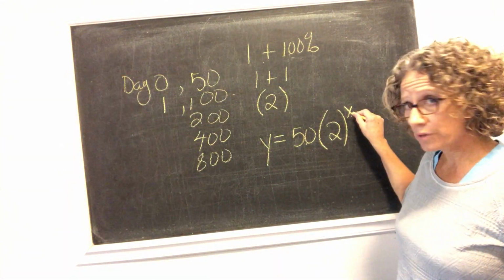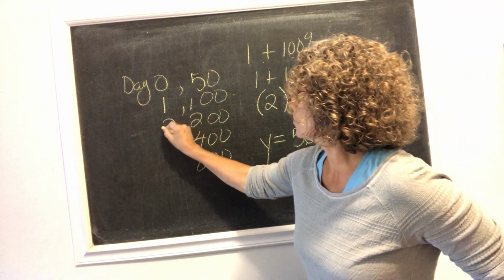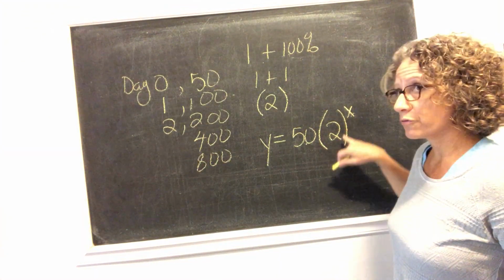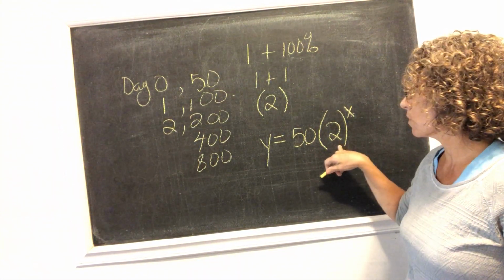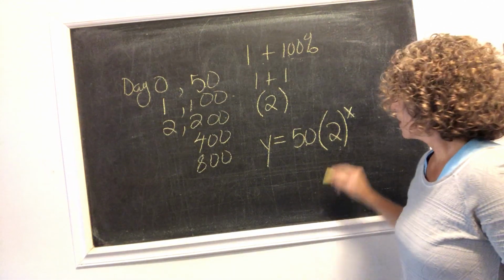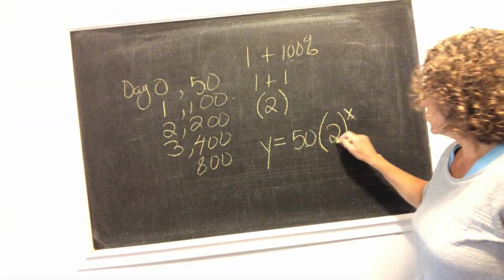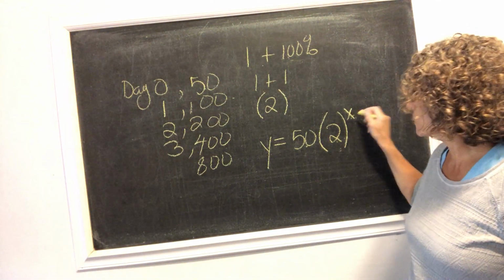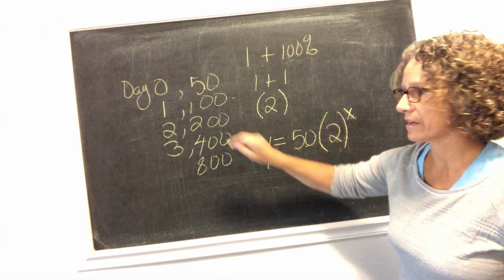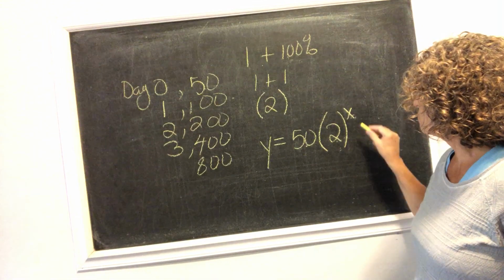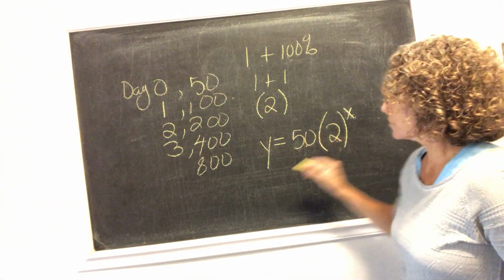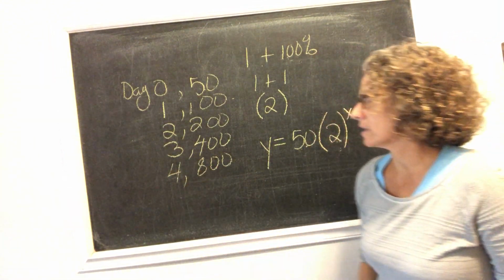On day 2, x equals 2. 2 squared is 4. 50 times 4, $200. On day 3, 2 to the third power is 8. 8 times 50, I now have $400. And so on and so forth. And as you can see, if I put 4 here, I get $800.